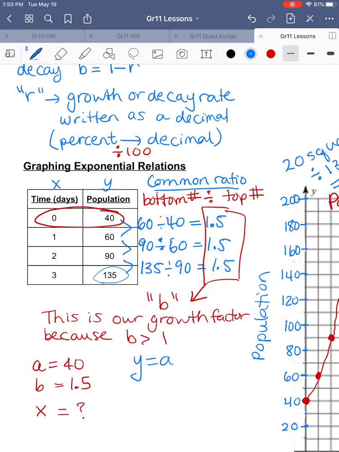So we are working with y is equal to a times b to the power of x. Now we're going to put in what we know. So a is 40, and then b is 1.5. So we have 40 times 1.5 to the power of x. And remember, that 1.5 is to the power of x, the 40 is not to the power of x.